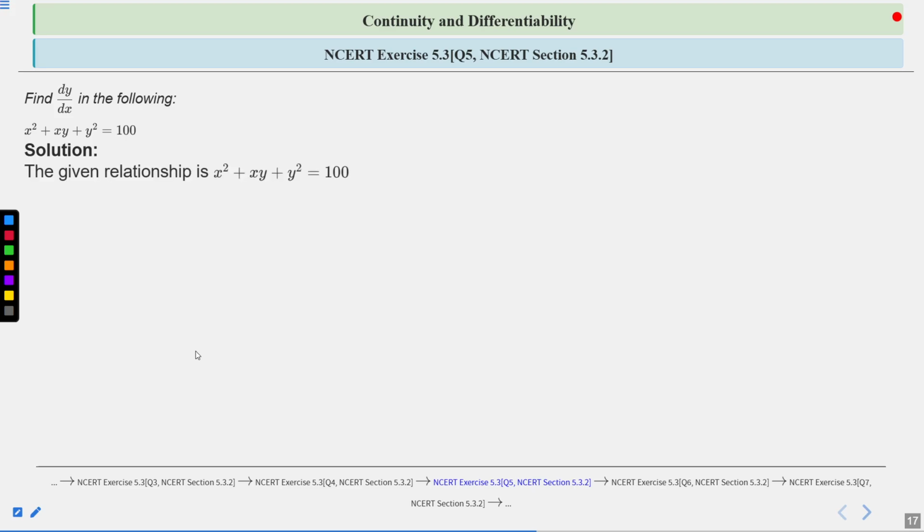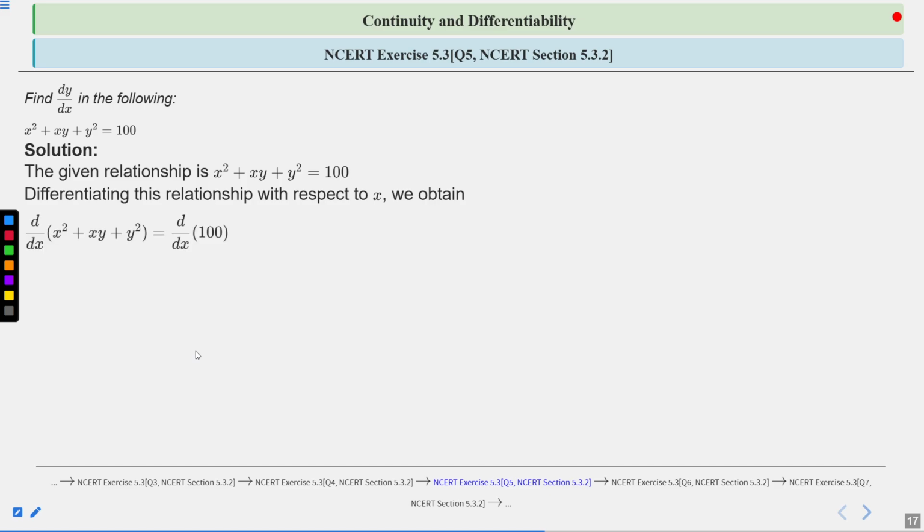The given relationship is x square plus xy plus y square is equal to 100. Now differentiating this relationship with respect to x, we obtain d upon dx of x square plus xy plus y square is equal to d upon dx of 100. So it will be d upon dx of x square plus d upon dx of xy plus d upon dx of y square, and the differentiation of a constant function is basically 0. Or we can say that 2x plus y dx by dx plus x dy by dx plus 2y dy by dx will be equal to 0.